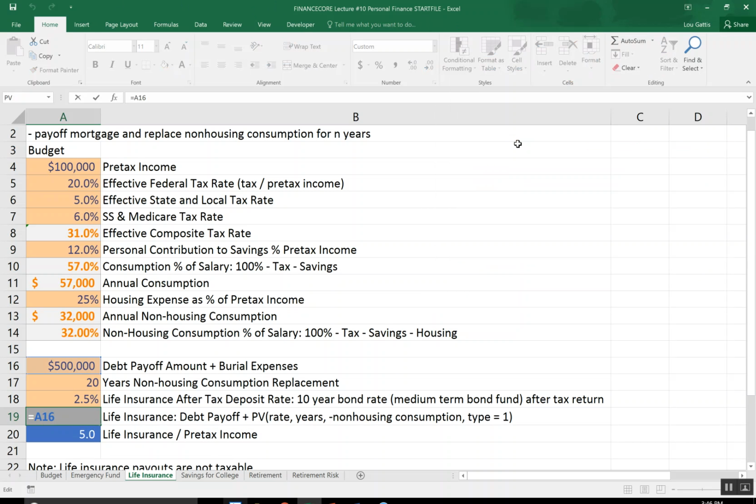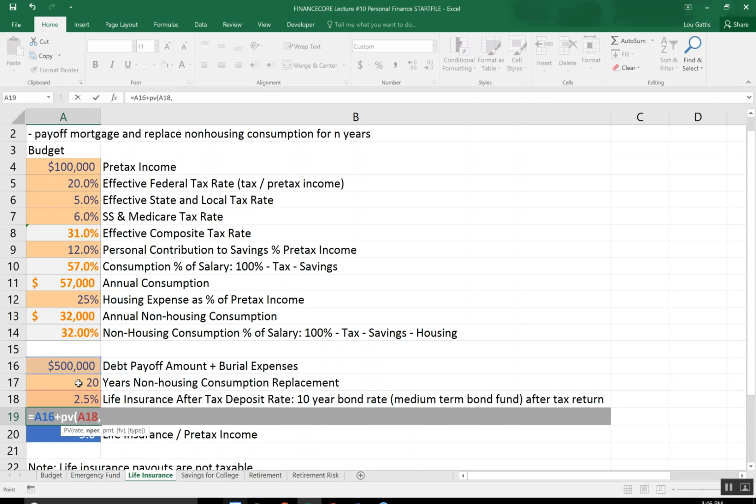So I got $500,000. Now I'm going to add to that a present value of 20 years. That seems a lot, but we're going to have 20 years of living here without worrying about money. So we'll do the present value. Let's put in the interest rate. We'll assume the annual interest rate is 2.5%.